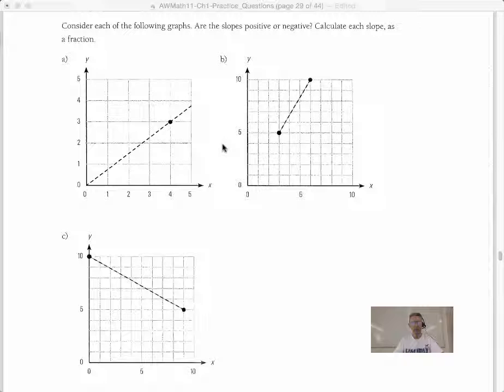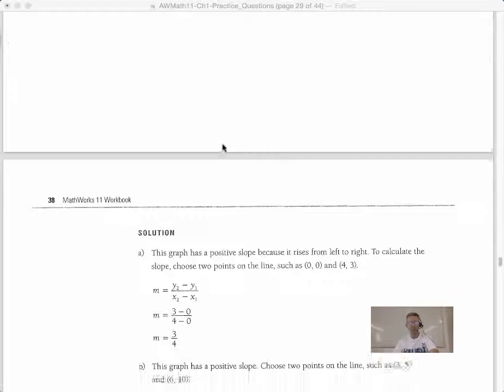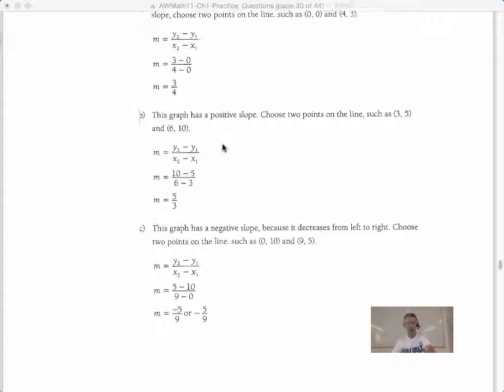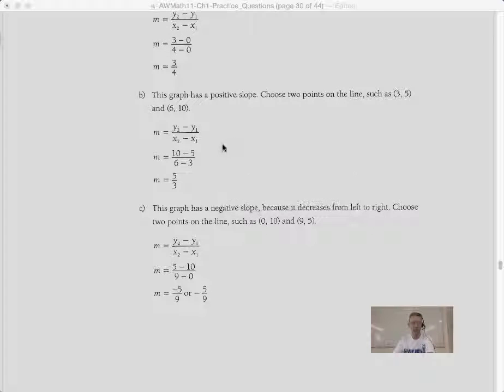Let's move down to the next section. It gives you the solution there if you want to read over it in your book or in the video here.